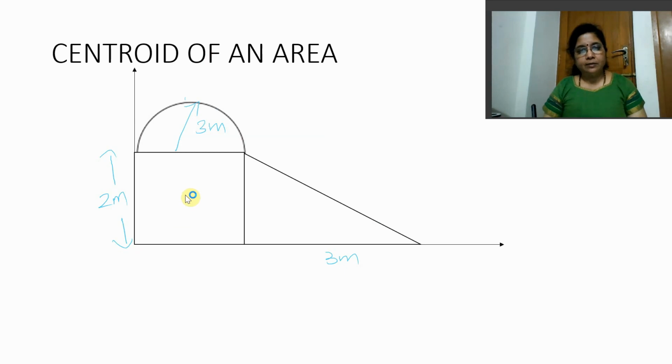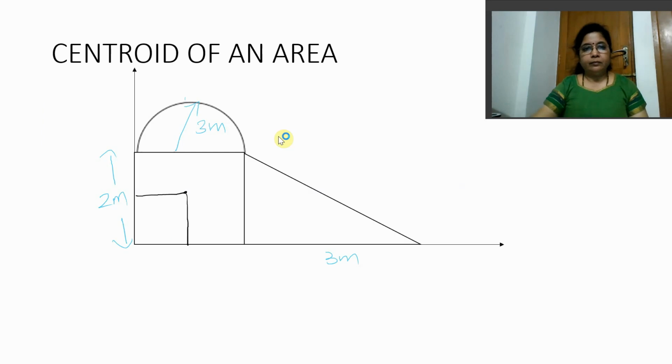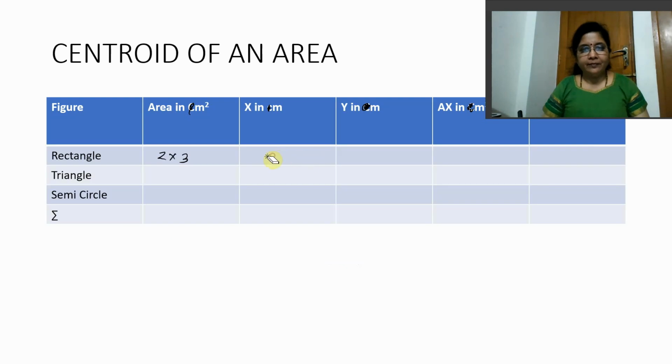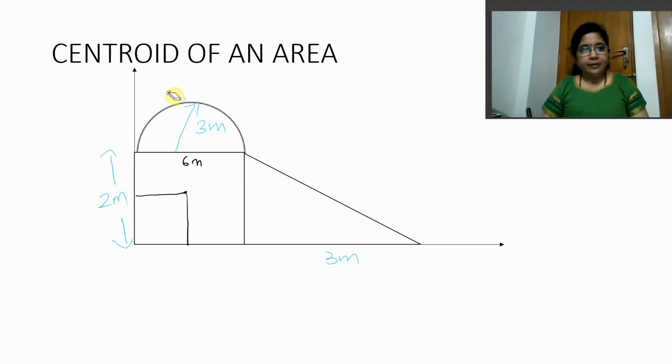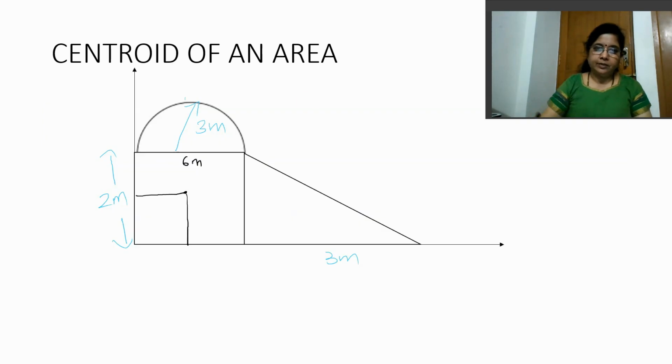Center of a rectangle is somewhere here. Drop a perpendicular here, drop a perpendicular here. So, along the x-axis, it is 3 by 2, which is going to be 1.5. Because this is 3, half of it is, sorry, it's not 3 by 2, I'm sorry. So, the radius is 3. So, what is the diameter here? This diameter here is 6. Am I right? The radius is 3 here. So, it is 6 by 2, which is going to be 3. Along the y-axis, this is 2. Half of it is going to be 1 meter. Right? Simplest.